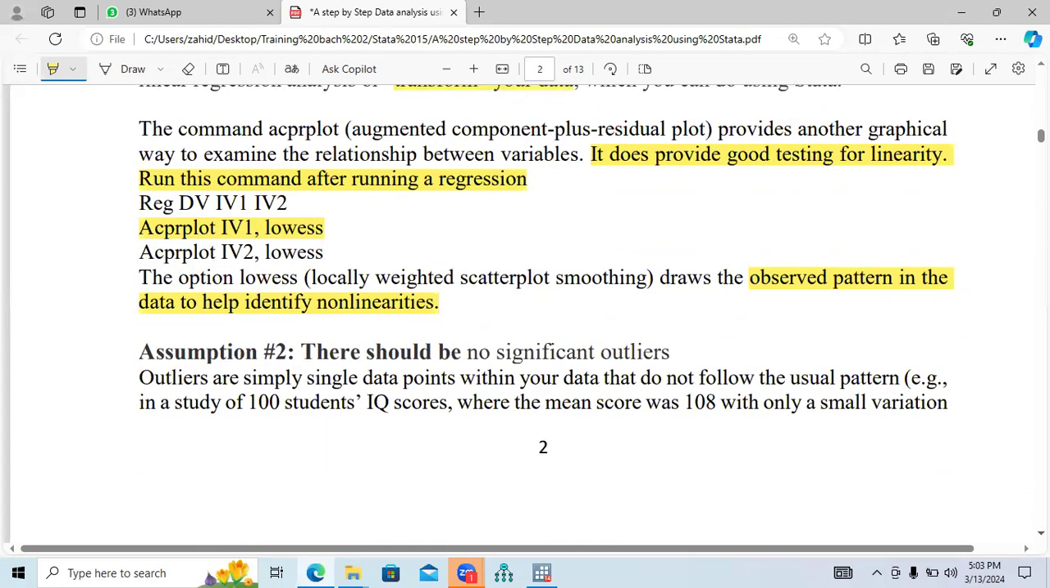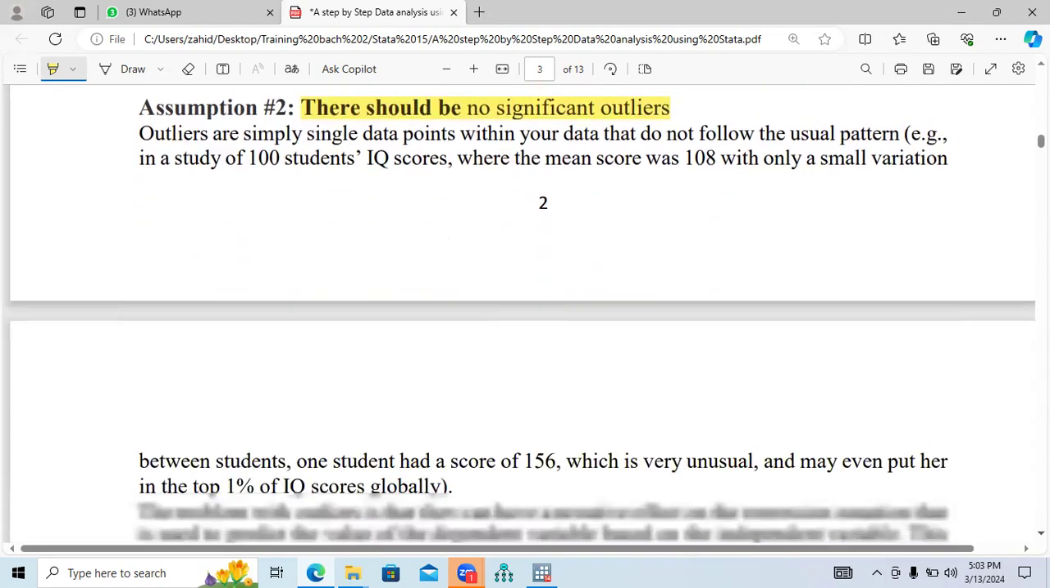So next we need to understand assumption two. There should be no significant outliers. That is the assumption that you need to meet. So there should be no significant outliers. What are the outliers? Outliers are simply single data points within your data that do not follow the usual pattern. So whenever your data does not follow a usual pattern, it indicates an outlier. So always remember, there should be no significant outlier.